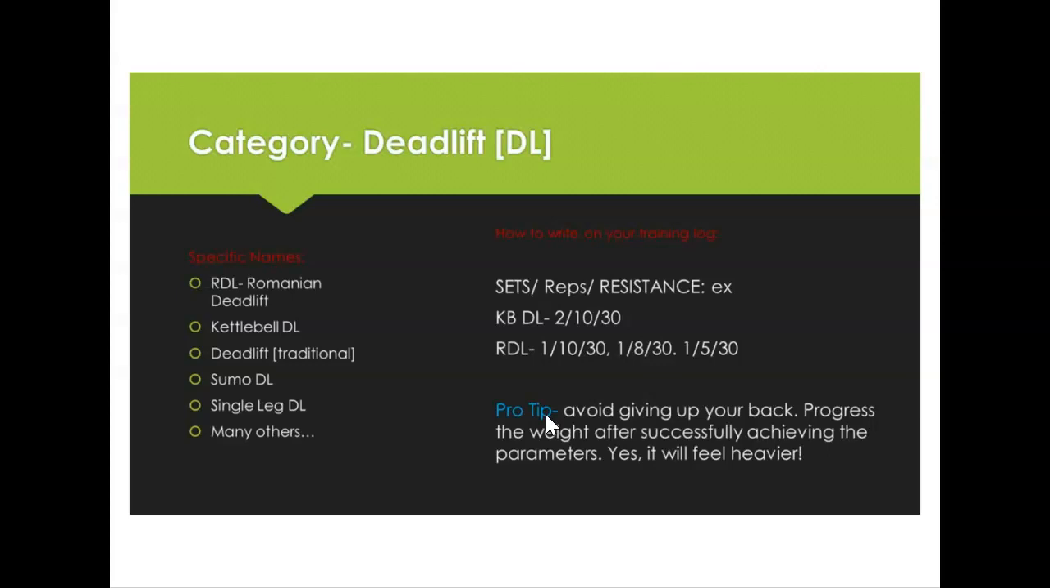So here's an example for a kettlebell deadlift: 2 sets of 10 at 30. We're still working up towards that 3 sets, but you did 2 sets of 10. Here's another example: 1 set of 10 at 30 for an RDL, 1 set of 8, 1 set of 5. So the pro tip, remember, avoid giving up your back, which you are more than willing to do to get more weight or more distance.